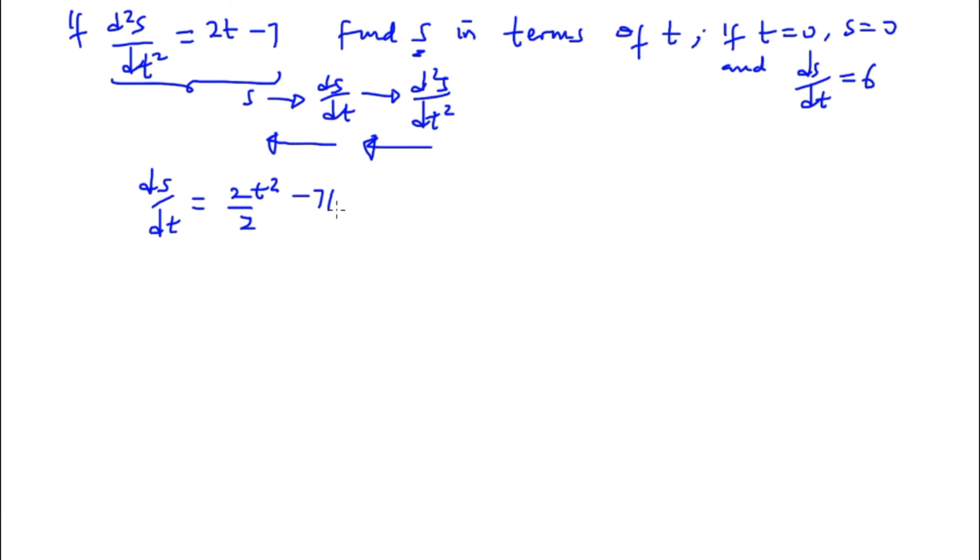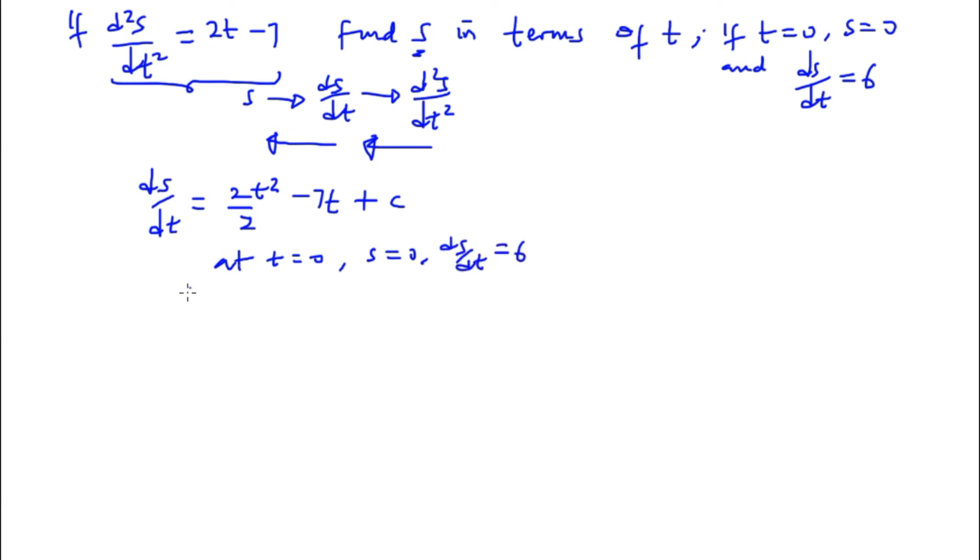If I integrate this first equation, I will have ds/dt equal to 2t²/2 minus 7t plus c. Now the condition states that at t equal to 0, every time you integrate, you apply the condition so that you can know the value of the constant c. At t equal to 0, s equal to 0, and ds/dt equal to 6.